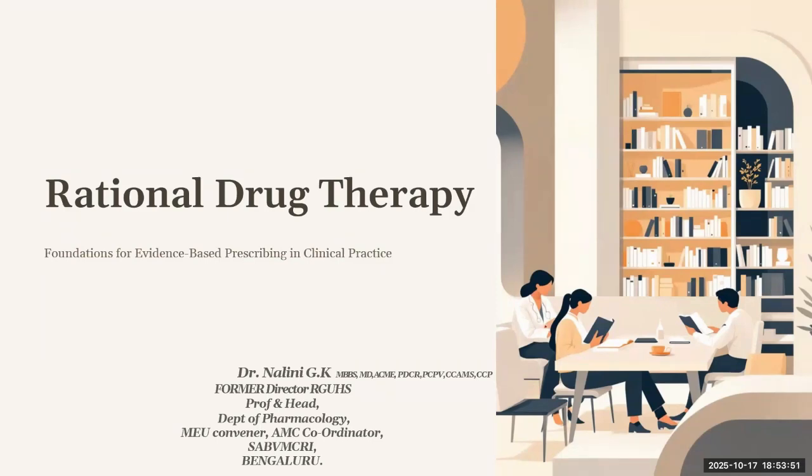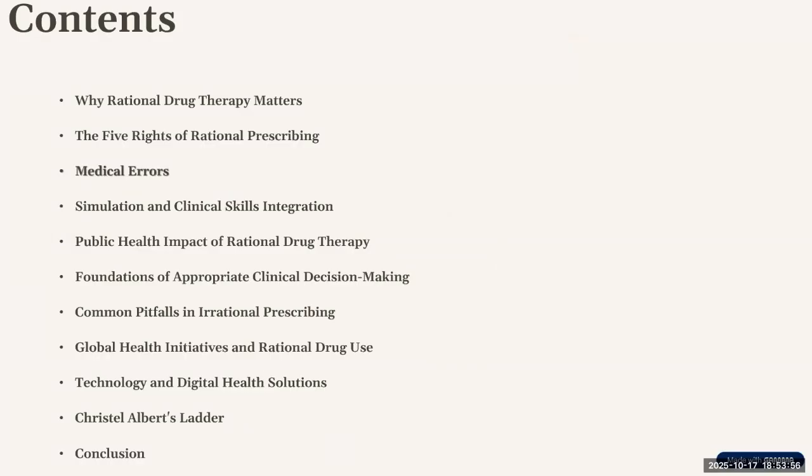So with these ideas, let us move to the next slide with the contents. Today, I would like to talk about rational drug therapy, how it matters for us and for society as healthcare professionals, what the rights of prescribing are and what errors occur while prescribing, how to overcome them, and the modes of rational drug therapy through which we can enhance our knowledge using simulation and clinical skill integration, and what the impact of rational drug therapy is on the public.